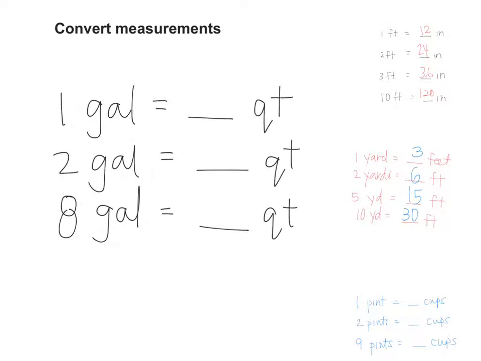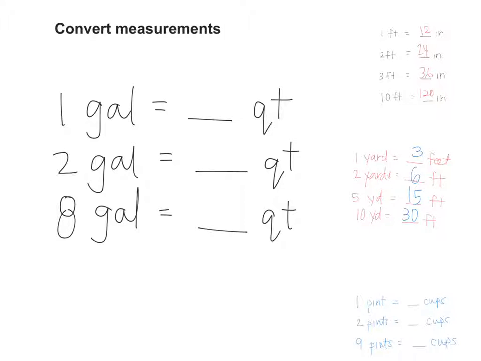Okay, let's try another one. Oh, here we have gallons and quarts. What are we measuring here? Length, weight, or volume? Volume. Nice. Okay, 1 gallon is how many quarts? 4. Good job, guys. Okay, then 2 gallons is? 8 quarts. And then 8 gallons is? 32.